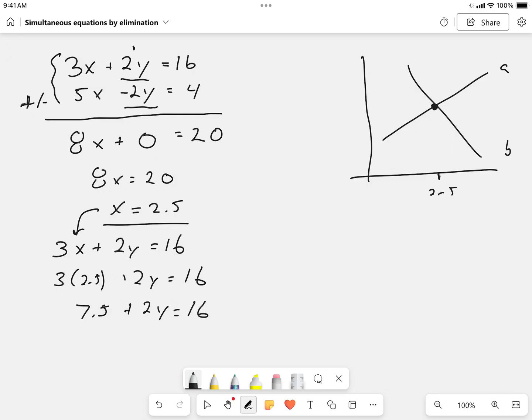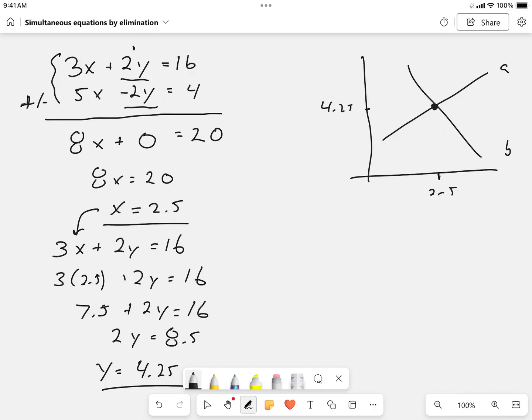Now I'm just going to do the math. I'm going to subtract 7.5 from each side. That's going to give me 2y is equal to 8.5, and therefore y is going to be equal to 8.5 divided by 2. You can do this in your head, but if you're using a calculator, it is 4.25. So y is 4.25, and that would be the solution to the equation.